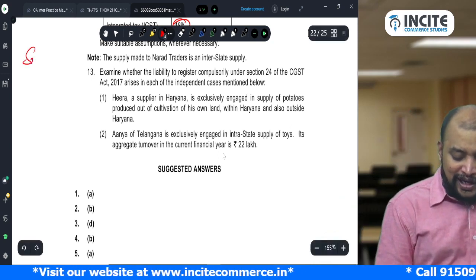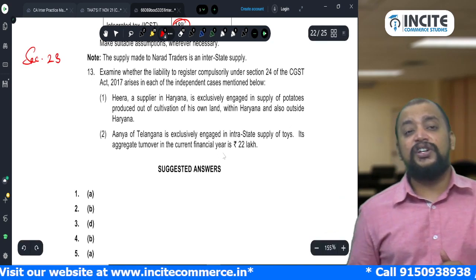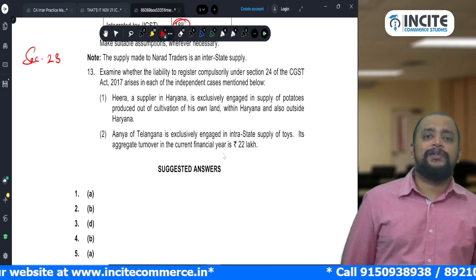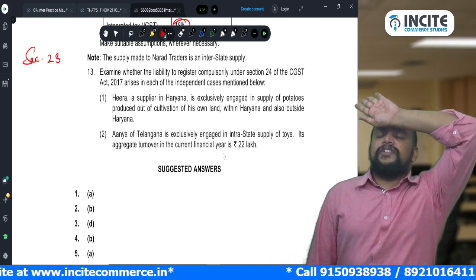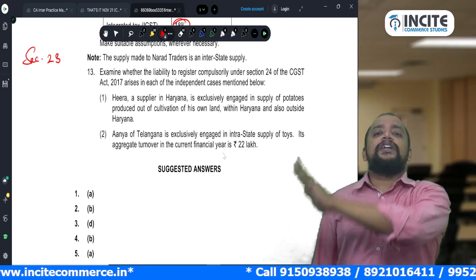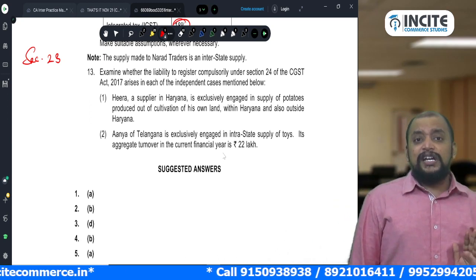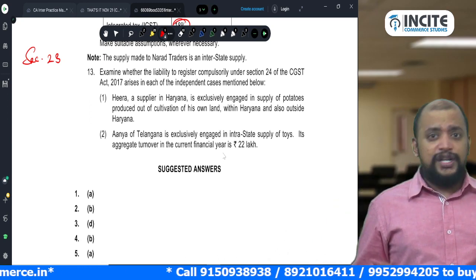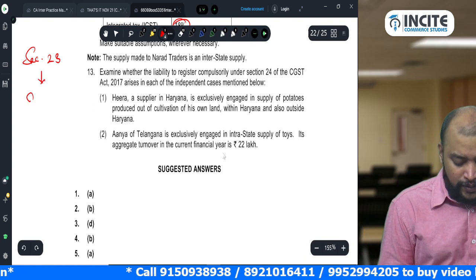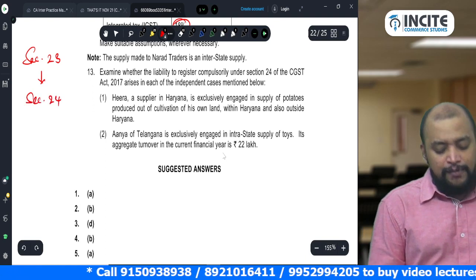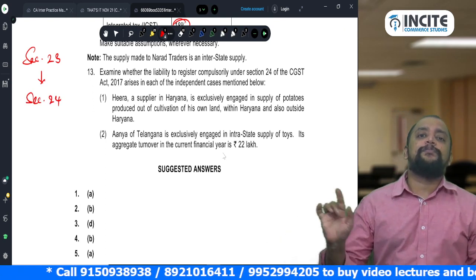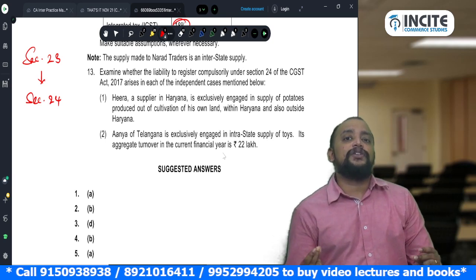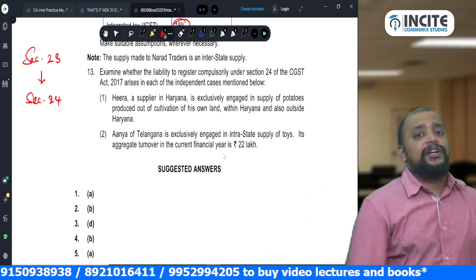So section 23 is first. If a person is exempted from registration, only section 23 applies. Don't apply 24 or 22. So section 23, exempted from registration, overrides section 24. Section 24 is compulsory registration. Even though a person is compulsorily required to get registered, section 23 overrides section 24.